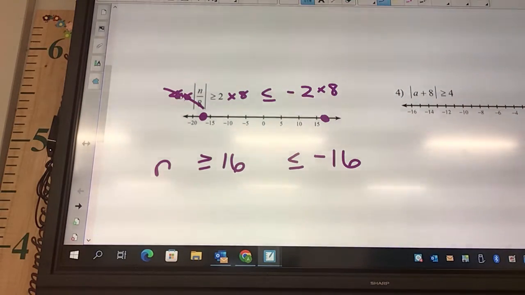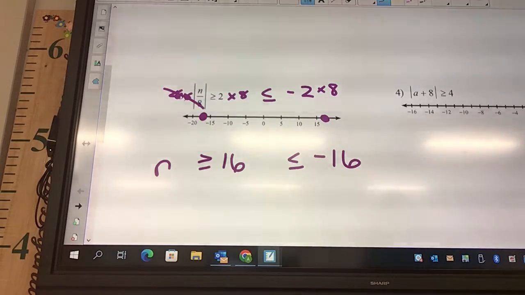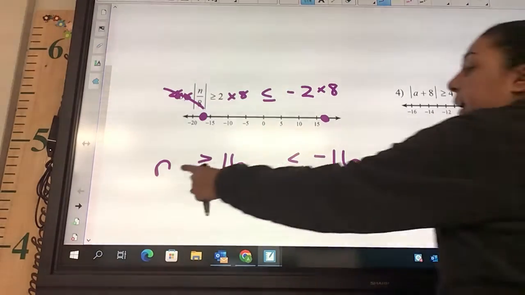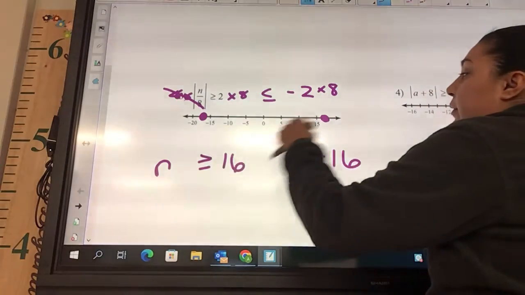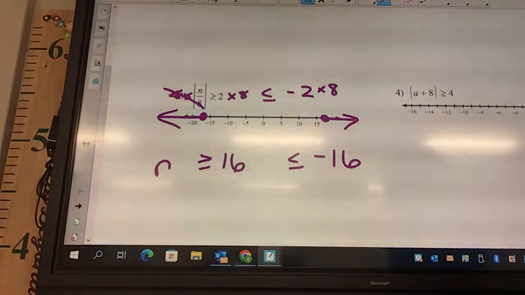Okay, are those going to be pointed in or out? Out. Out. Okay, it says n is greater than or equal to 16, so it's going to be going this way. So the other one is going to be going that way as well.